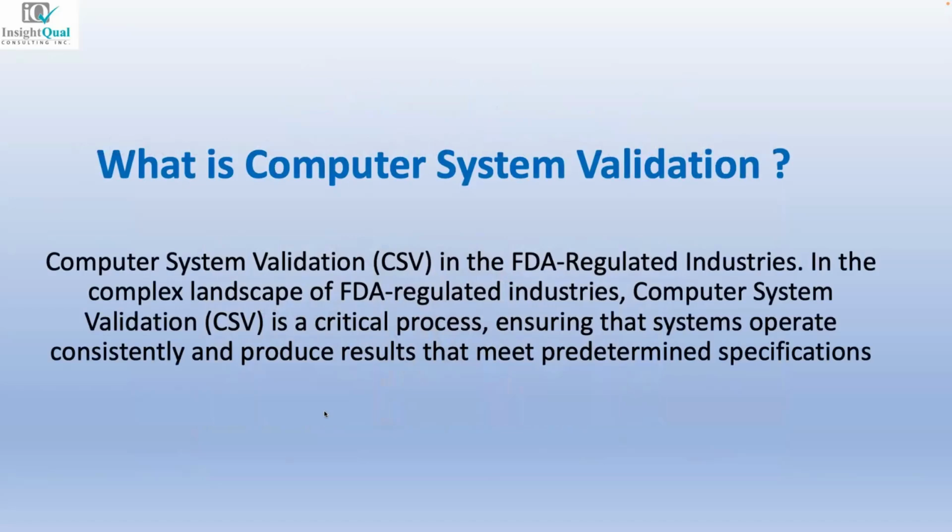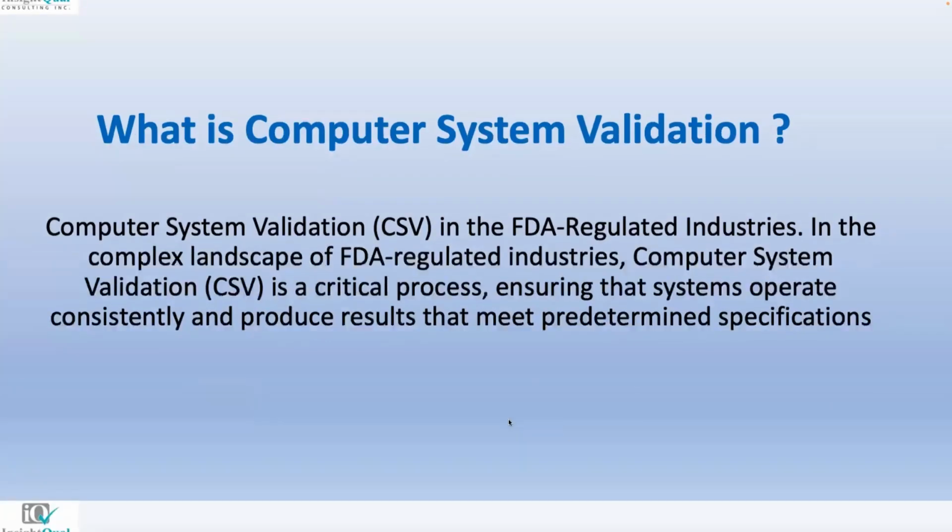This is a high level overview of computer system validation as per FDA. Computer system validation is a critical process ensuring that systems, which can be medical devices, software, or equipment in the lab, operate consistently and produce results that meet predetermined specifications. So we have the specification written, we do the validation, and make sure it's meeting all these specifications.